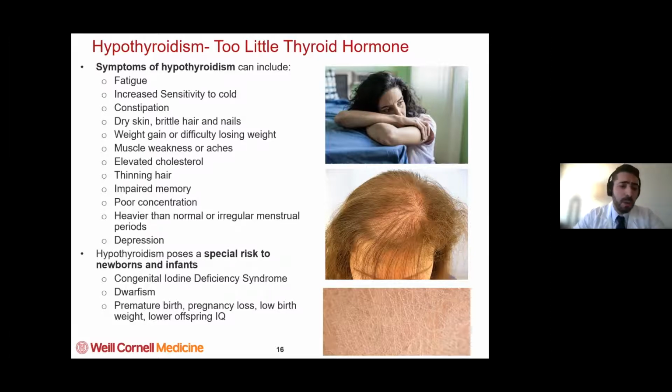Also, just one more time to talk about the role of thyroid hormone in pregnancy. Hypothyroidism, as I mentioned, poses a special risk to newborns and infants. There are 2 specific syndromes: congenital iodine deficiency syndrome, or what used to be called cretinism. This is a condition that's present at birth and marked by impaired physical and mental development. Around the world, the most common cause is iodine deficiency. It can also present with dwarfism. And outside of the specific syndromes, not having enough thyroid hormone during gestation can result in premature birth, pregnancy loss, low birth weight, and lower IQ.